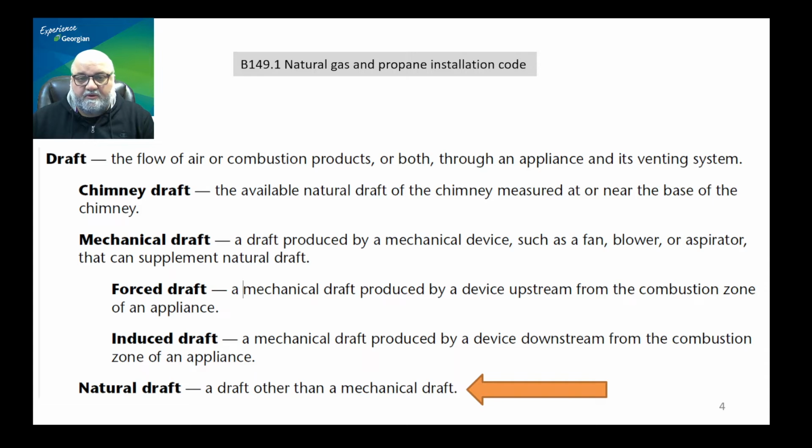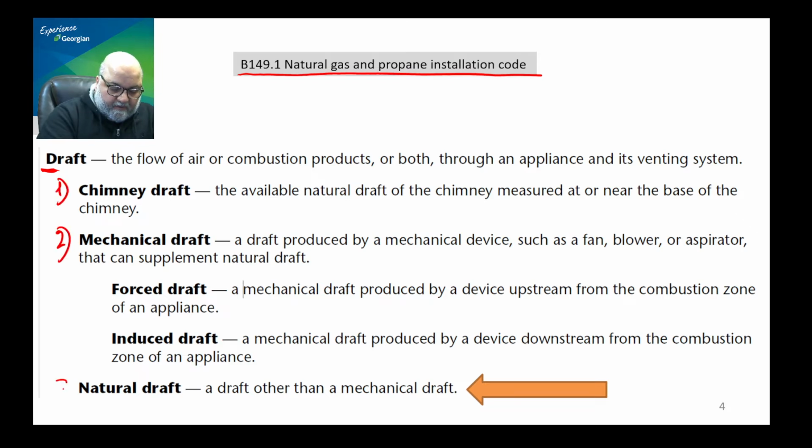So, in your code book, section 3 of the code book is definitions. And by code book, I mean B149.1, natural gas and propane installation code. And in the definitions under D, you can find draft. And as you can see, there are one, two, three kinds of definitions for draft, different types of draft. One is a chimney draft, obviously the available natural draft of the chimney, measured at or near the base of the chimney itself.